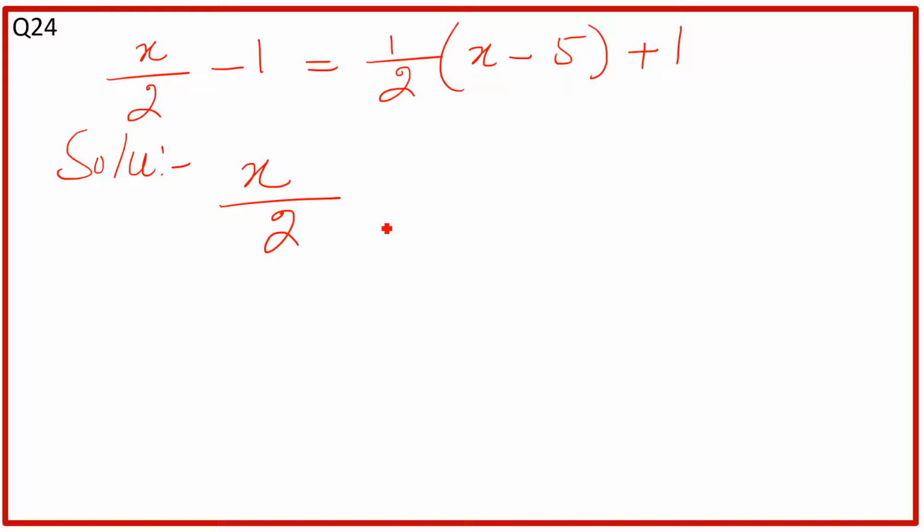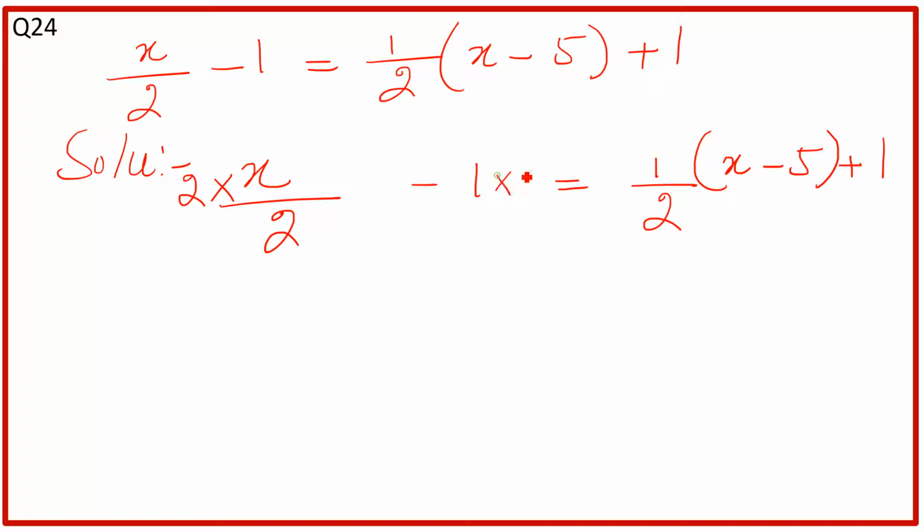I will write down x over 2 negative 1 which is equal to 1 over 2 into x minus 5 positive 1. If we multiply with 2, here we have 2, here we have 2, and we have to eliminate this 2. So multiply each term by 2. How many terms do we have? 1, 2, 3 and 4. Multiply each by 2.